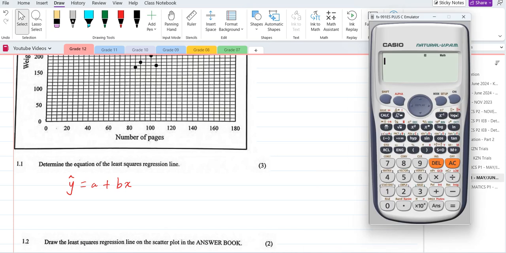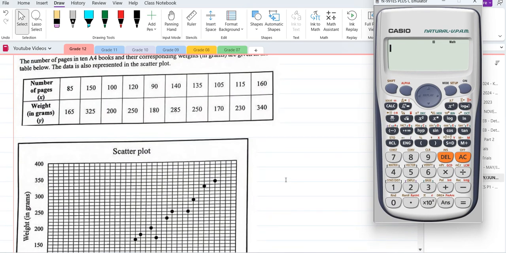Now let's check. How do we enter all these values? Press mode, stat, and a plus bx, option number 2. Now you see frequency, put the frequency off. Press shift mode, scroll down, go to stat, option number 4, put your frequency off, option number 2.